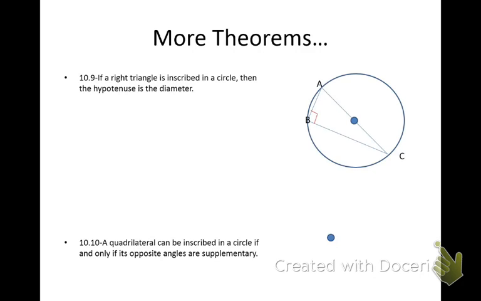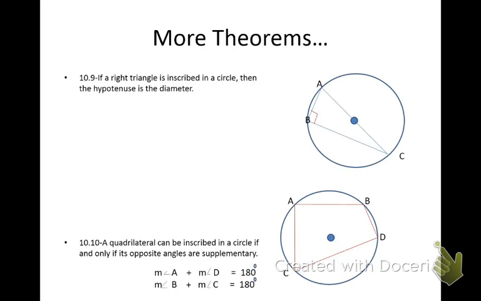Next theorem. A quadrilateral can be inscribed in a circle if and only if its opposite angles are supplementary. Looks like this, right? The only way this quadrilateral is inscribed in the circle is if A plus D equals 180 and if C plus B equals 180.